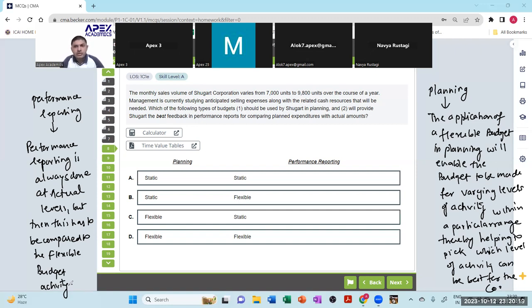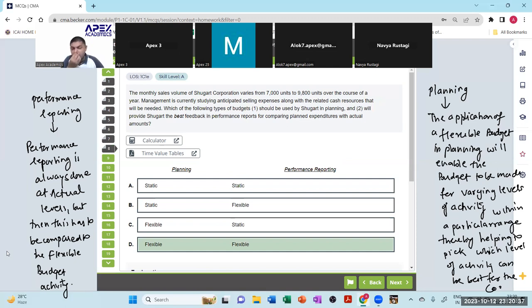Are you with me here? Planning. The application of a flexible budget in planning will enable the budget to be made for varying levels of activities. Choose whichever you want. As I told you, how many guests are coming, and performance reporting will then be compared with that flexible budget you have. So this is the additional point that I'm making here. But you all know that this was covered in your exam support package. But if you take a screenshot of this, it will be helpful for you as a theory point somewhere or the other. Please take a screenshot. Taken, sir.